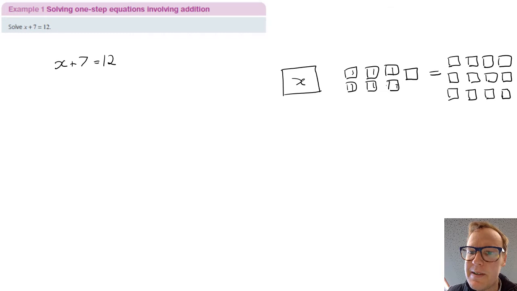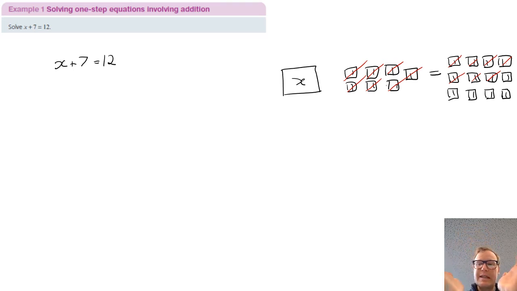So I've got x, some number, plus 7 ones, and that equals 12. If I can take away 7 of those boxes, and do the same to the other side, it's going to be balanced. So 1, 2, 3, 4, 5, 6, 7. I've taken away 7 boxes from both sides.